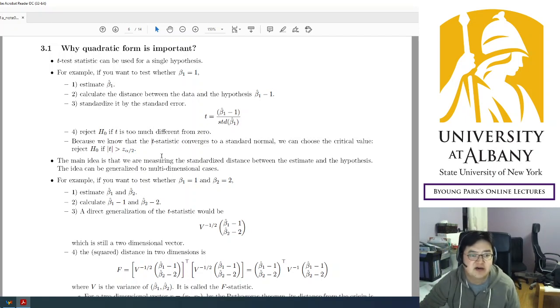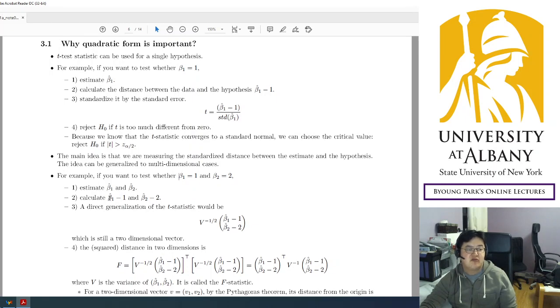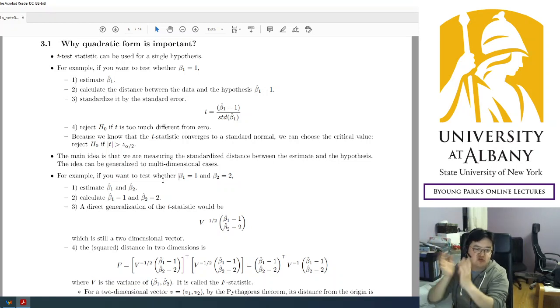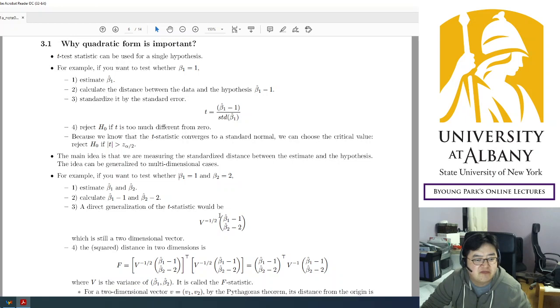We are going to generalize this idea to the multiple-dimensional case. However, it is not straightforward. Let's think about this. We have a null hypothesis about two parameters, beta 1 and beta 2. Beta 1 equals 1, beta 2 equals 2. Following the same logic, you estimate beta 1 and beta 2, and calculate the difference between your estimate and the hypothesis. You can think about the vector of beta 1, beta 2 estimates, and 1 and 2 as a two-dimensional vector. Their difference can be written in this way as a vector.